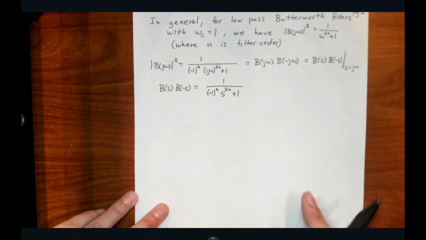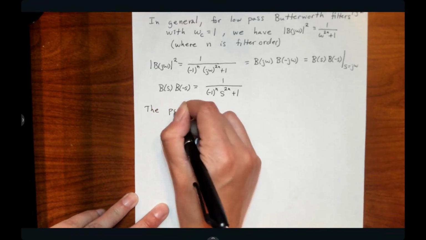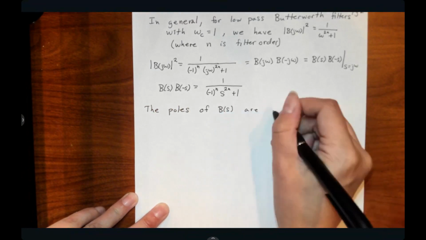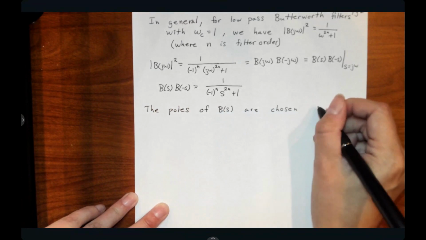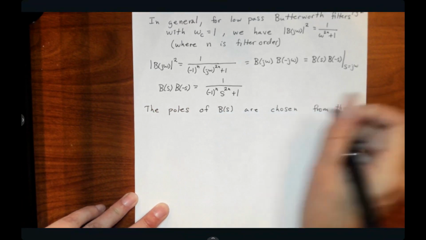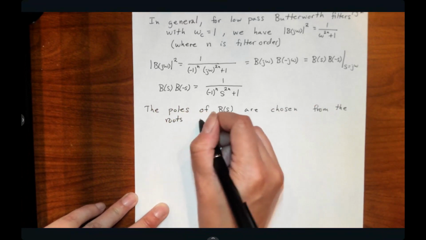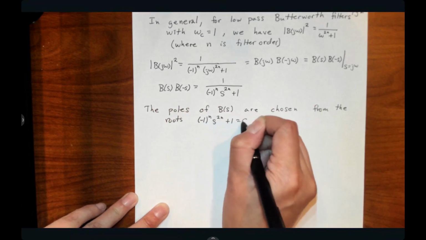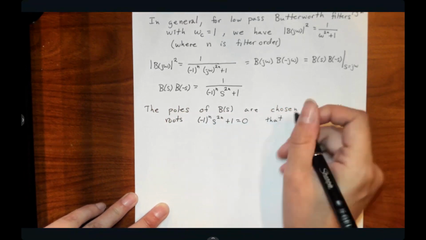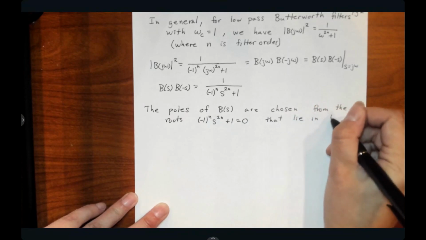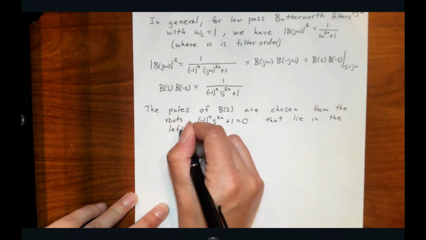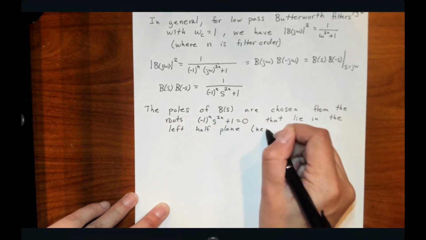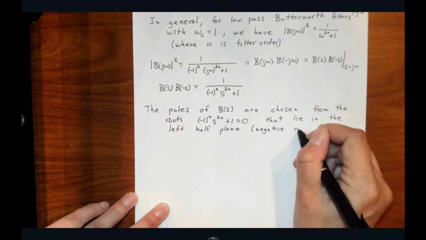So then, as I said before, the poles of B of S are chosen from the roots where this -1 to the n, S to the 2n plus 1 equals 0. And you're going to choose the ones that lie in the left half plane. Or another way to think about it is the ones that have negative real parts.